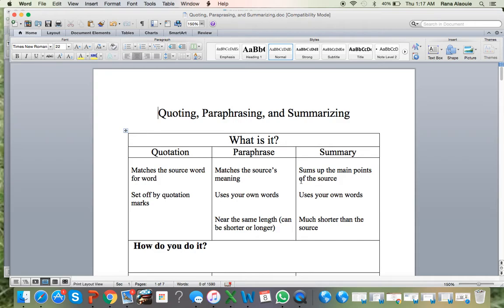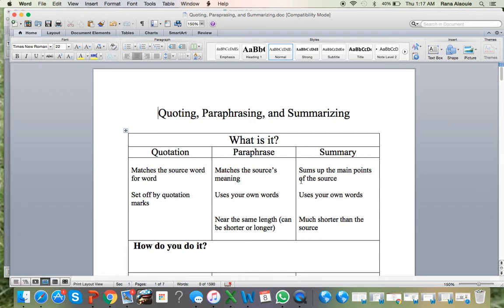So quotation, as you see here, matches the source word for word. It's verbatim, and it's set off by quotation marks, indicating to the reader that these words are not mine, I took them from somewhere. And you're going to give credit, on all three of these, to where you got the information, but the quotation itself will be set off by the quotation marks. Paraphrasing matches the source's meaning, but you're using your own words. The length, when you paraphrase, should be very close to the length of the original material.